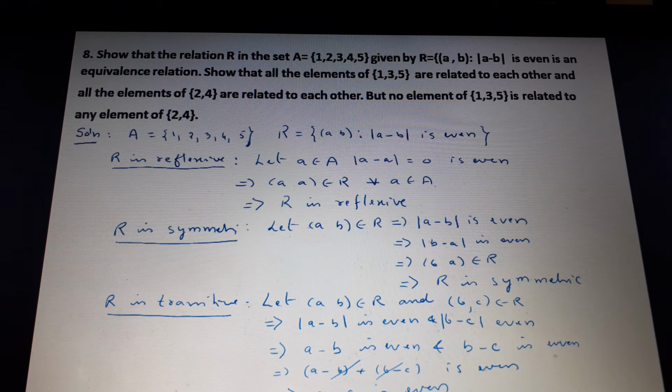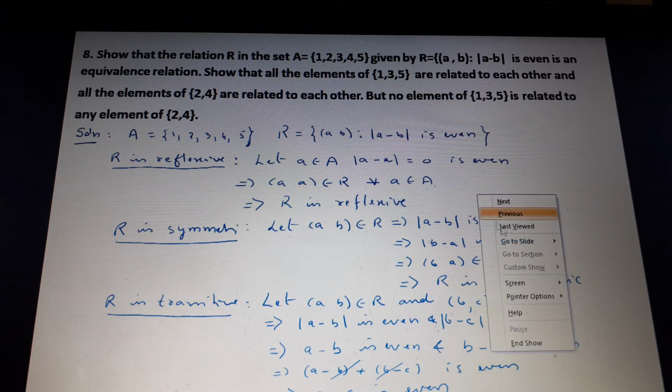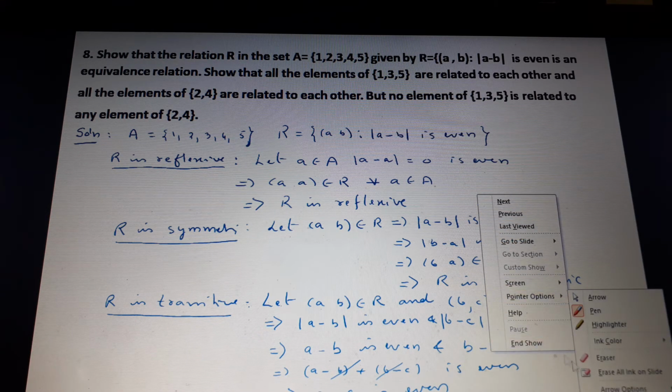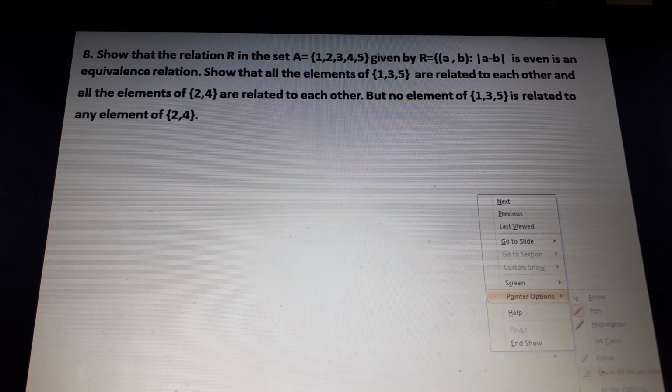Next, the first part is over. Now show that all the elements of this set are related to each other and all the elements of this set are related to each other. Therefore, first I will remove the proof whatever I have given now. Then let us continue. Yes. Now let me take the next part.